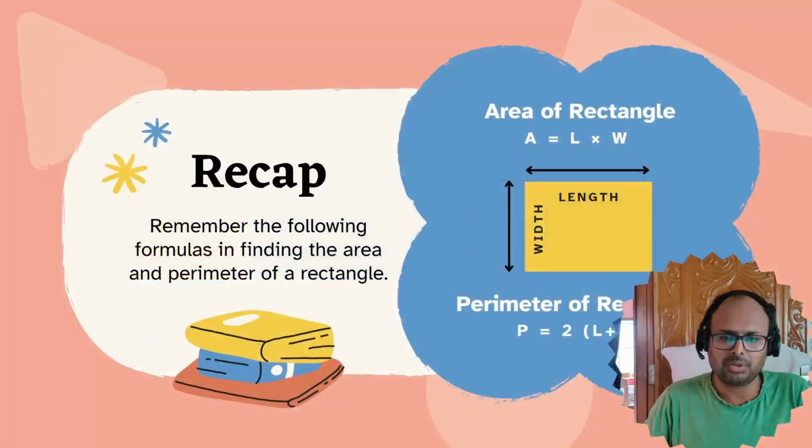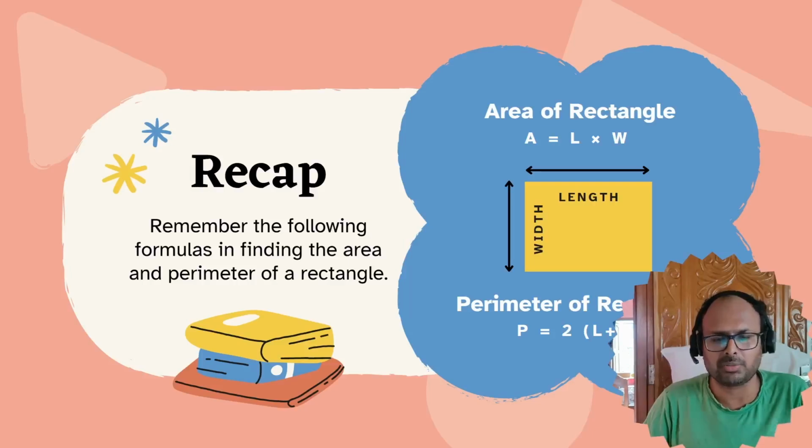Okay, so we have completed our lesson. Here we have understood what the area of a rectangle is, what the perimeter of a rectangle is, and what the real world scenarios are where we can apply this knowledge. To find the area, we just multiply length into width, and to find the perimeter, we sum the length and width and multiply by 2.